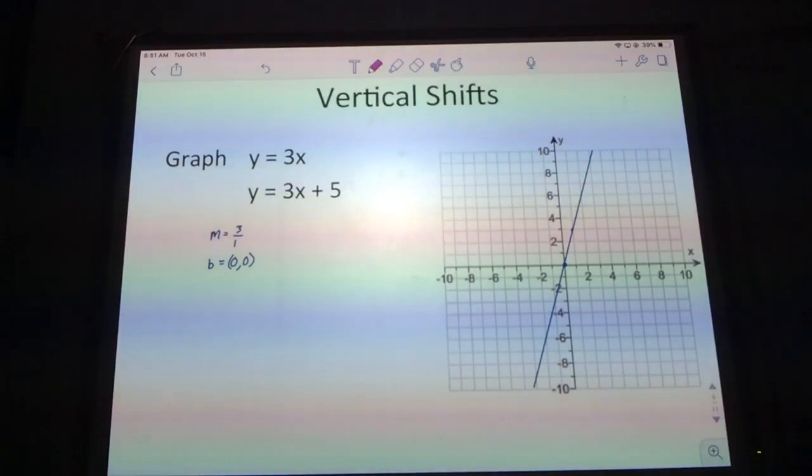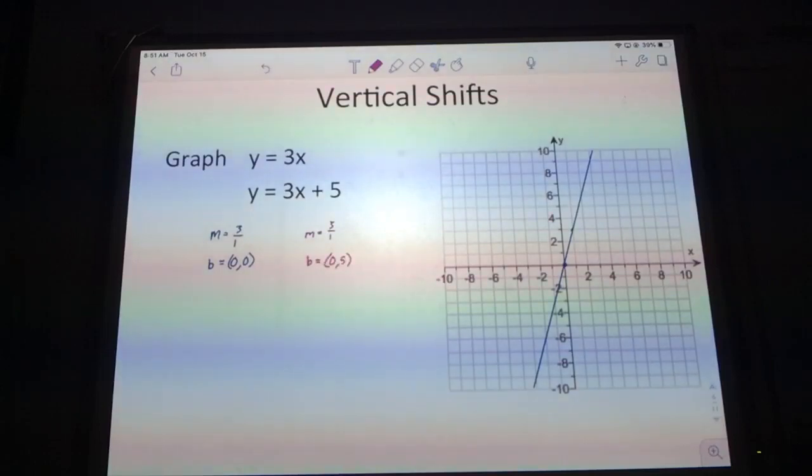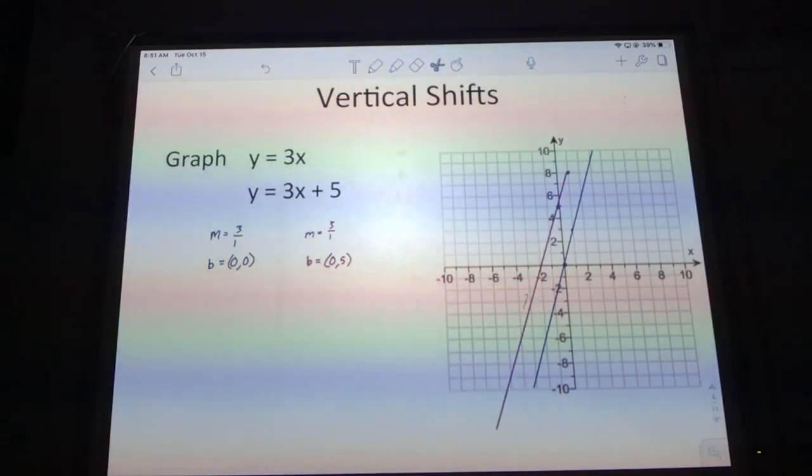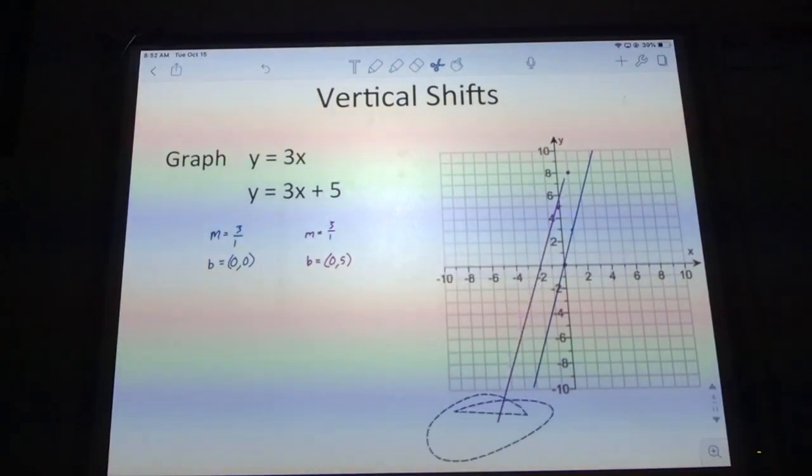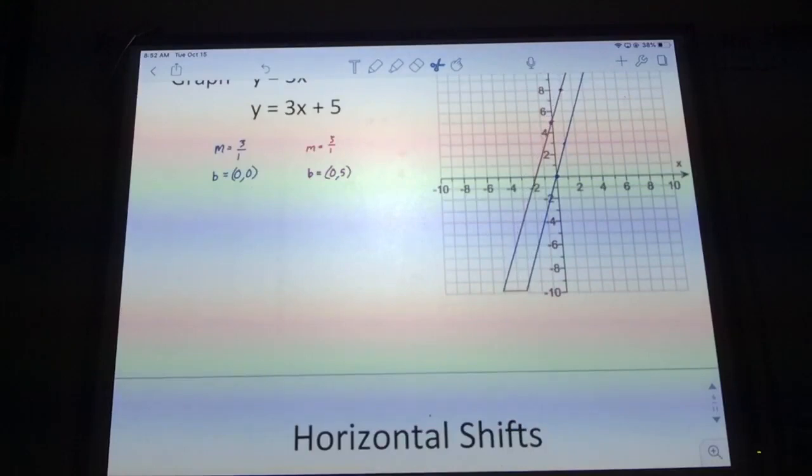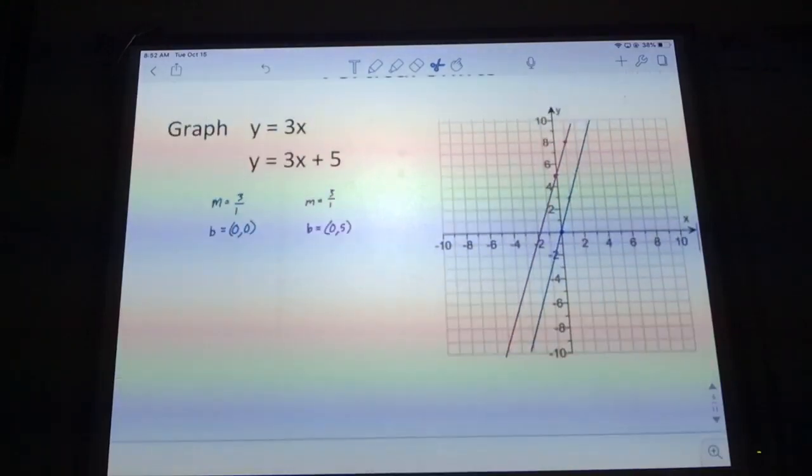And then our second one is the same slope, but a different y-intercept. So that means they're going to be parallel because they have the same slope. So 3 over 1. B is 0, 5. So we're going to start at 5 and then still go up 3 over 1. Guess that'll work. No, it won't. What is going on? Okay, so there's our second line.